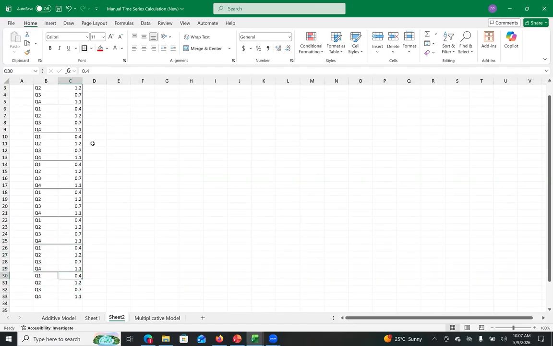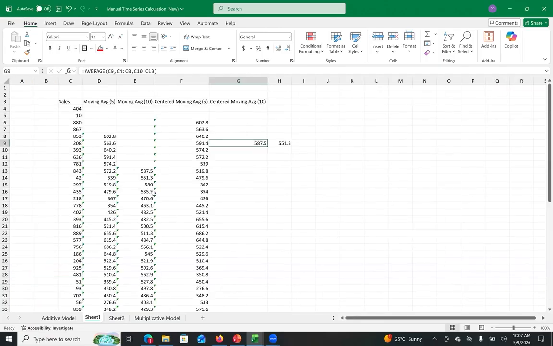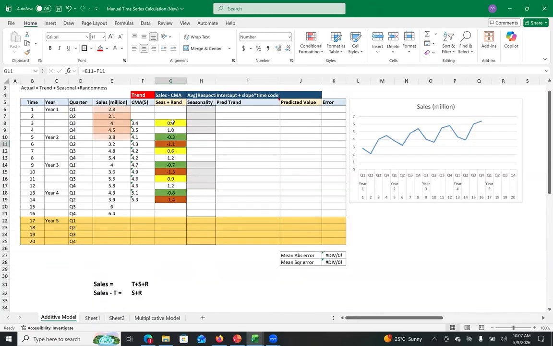But is the same thing happening over here? No. Am I seeing the same value for quarter three everywhere? No. Am I seeing the same value for quarter two everywhere? No.